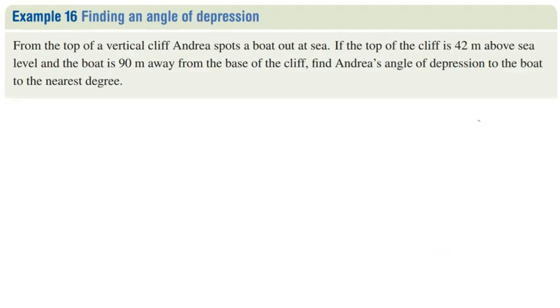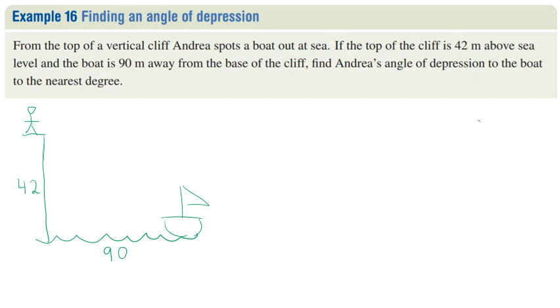Last example. From the top of the vertical cliff, Andrea spots a boat out to sea. So she's at the top of a cliff and she spotted a boat out to sea. If the top of the cliff is 42 meters above sea level, so this distance here of the cliff is 42 meters high, and the boat is 90 meters away from the base of the cliff, so that's along the bottom here, is 90 meters. Find Andrea's angle of depression to the boat to the nearest degree.